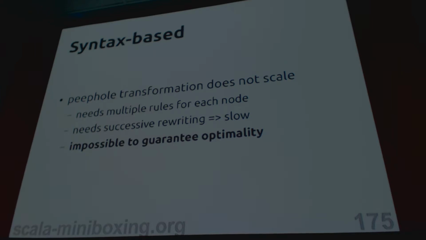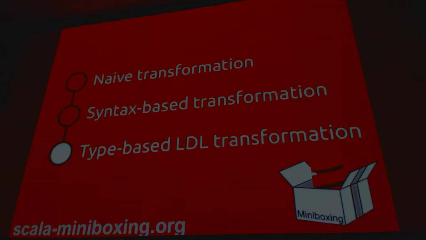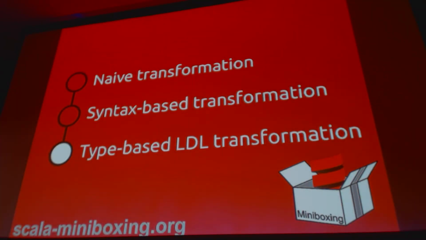So I actually had this implemented for the Miniboxing plugin last year, and I was going crazy. I thought I optimized all the possible code patterns, and then something would pop up and show me that there was one rule that I forgot to consider, and I need to do that one too. And then I came to this conclusion that a type-based transformation might actually help.